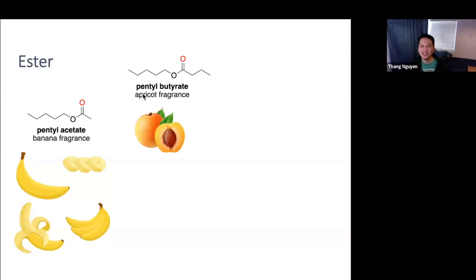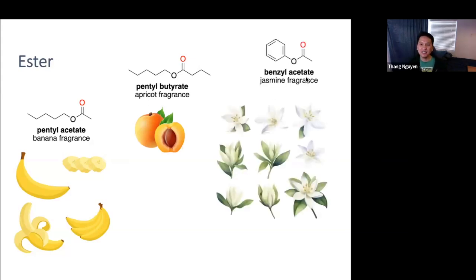And there are a lot, so you can search this up. Pentyl butyrate has the smell of apricots. And benzoyl acetate has the smell of jasmine. Now, if this ester is in a bigger compound, it doesn't have this kind of distinct smell anymore. But if it's in small compounds like this, it will have that distinct smell.